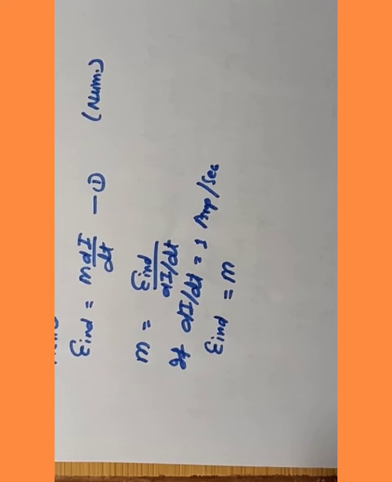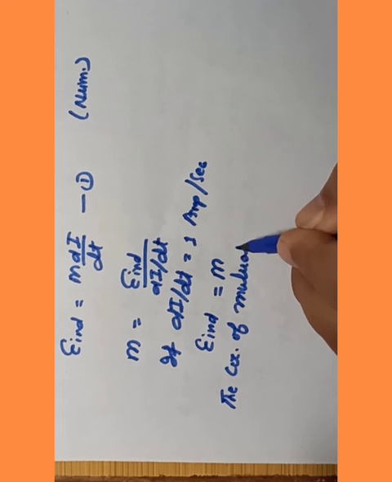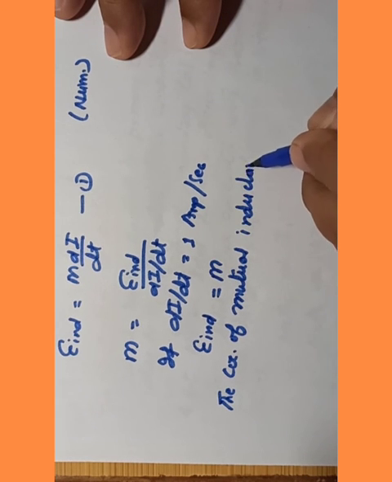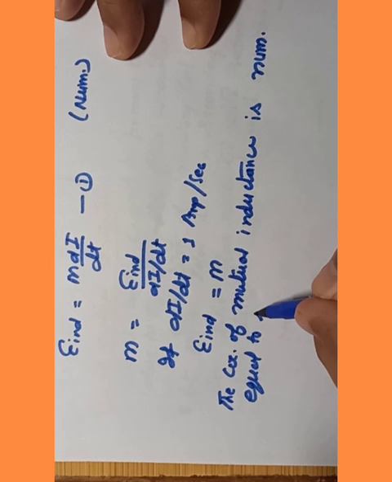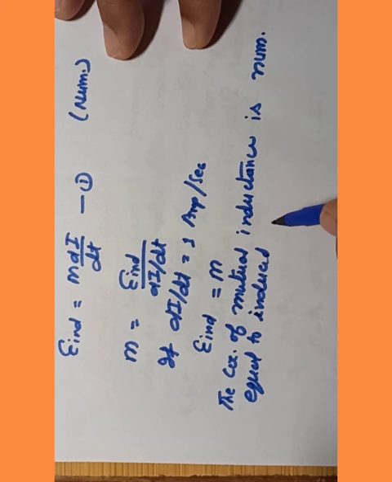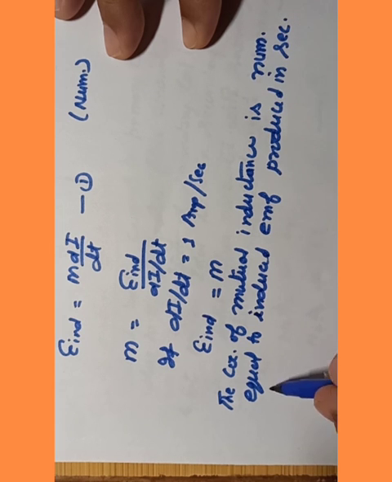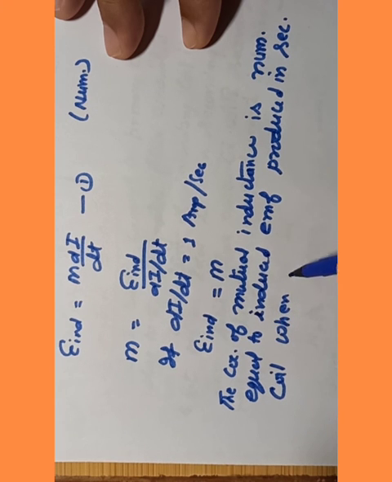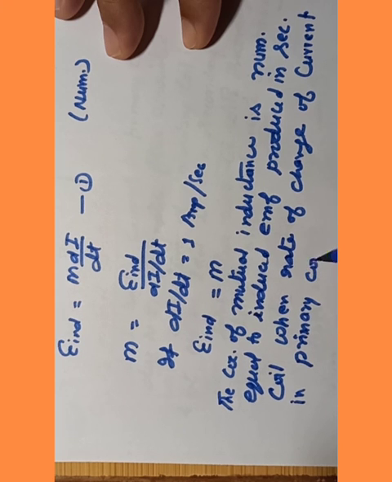Okay, and now we can define it like this. The coefficient of mutual inductance is numerically equal to the induced EMF produced in the secondary coil when the rate of change of current in the primary coil is 1 ampere per second. Okay, this is all.